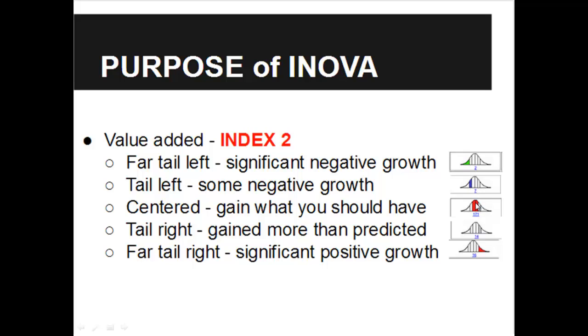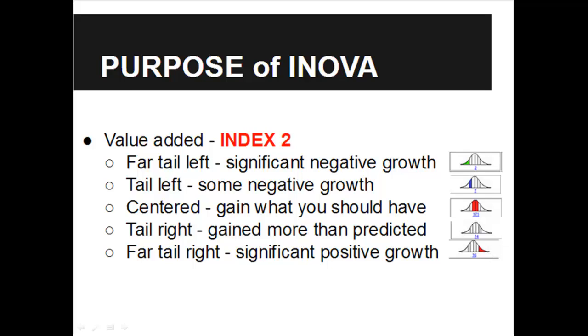If they're in the center, that indicates that the student gained what they should have, statistically speaking. Then tail right tells you that the student gained more than predicted, and far tail right tells you that the student made significant positive growth. So let's look at these examples.